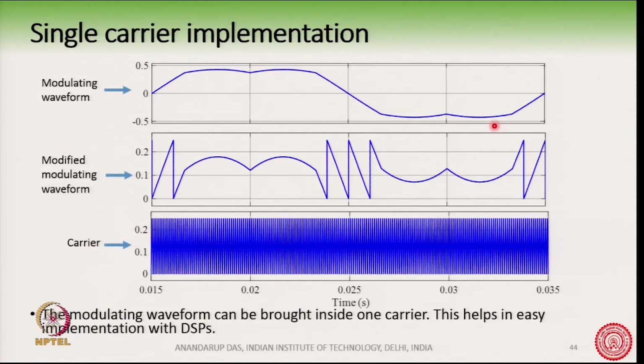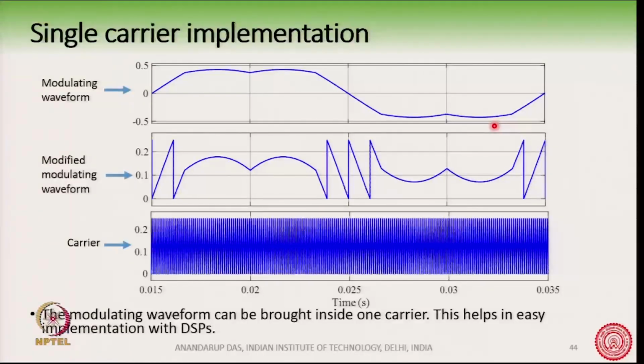Why this single carrier is useful is particularly when we are working with DSPs, because in DSPs these carriers are generated using counters. An up-down counter will create a triangular waveform, and only an up counter or only a down counter will create a sawtooth waveform. The counter goes on incrementing on every clock cycle of the DSP. The DSP has a limited number of counters.